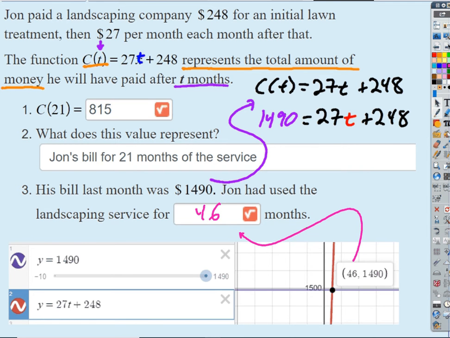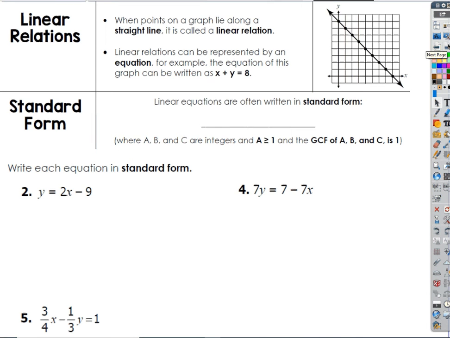All right, on to today's stuff. So go ahead and get out your notes. If you didn't get one of these, it's the packet up here. We're gonna move on to linear equations. Yes, sir. Yeah. Moving on to linear equations.